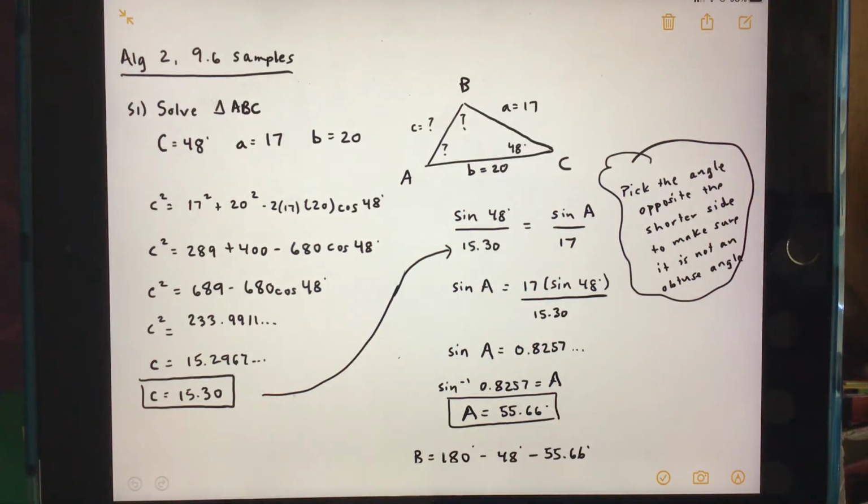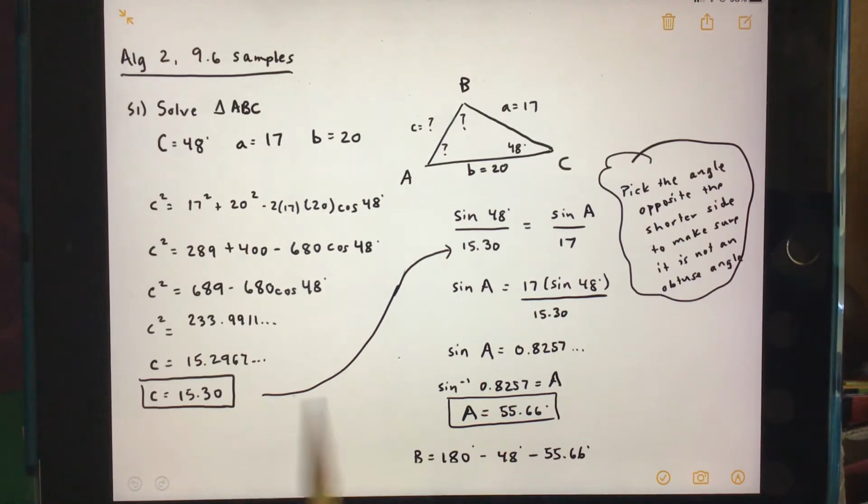Now, instead of using the law of cosines again, which I could use, I'm going to go to the law of sines because I have enough information to be able to use it. Law of sines is simpler, and usually it's going to be a little bit more efficient to use the law of sines when you have enough information for it. I will pick the angle that is opposite the shorter side of the two choices I have left to make sure it is not an obtuse angle, so that when I find the angle measurement using my sine value, I will know I'm getting the angle that is in this triangle, not the obtuse angle.